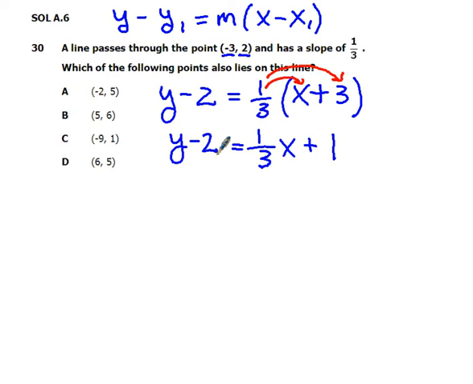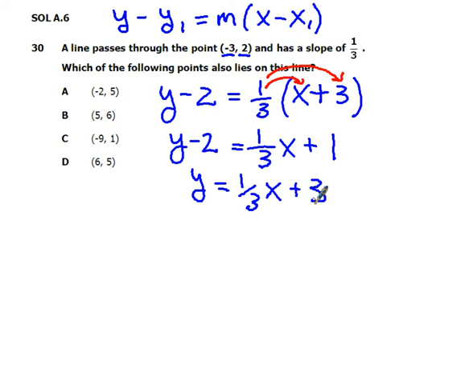Now, all we have left to do to solve for y is add 2 to both sides. So if we add 2 to both sides, we'd have y equals 1/3 x plus 3. Now we have an equation of a line that we can substitute in our values from each of the ordered pairs.